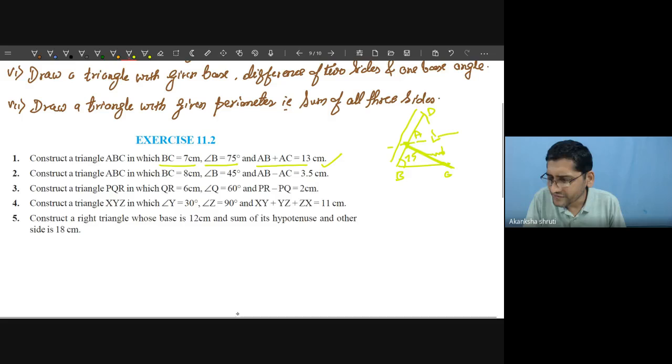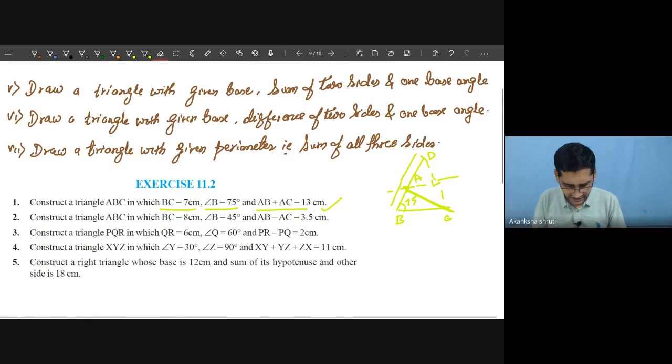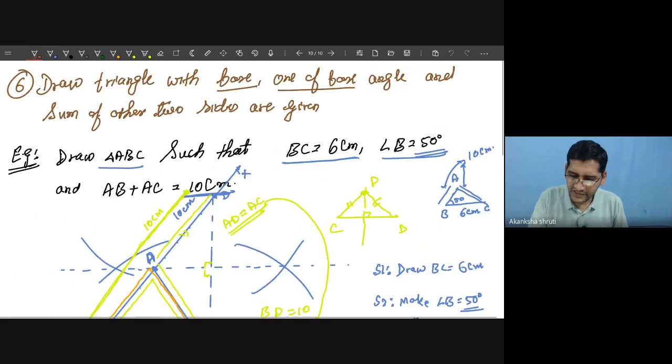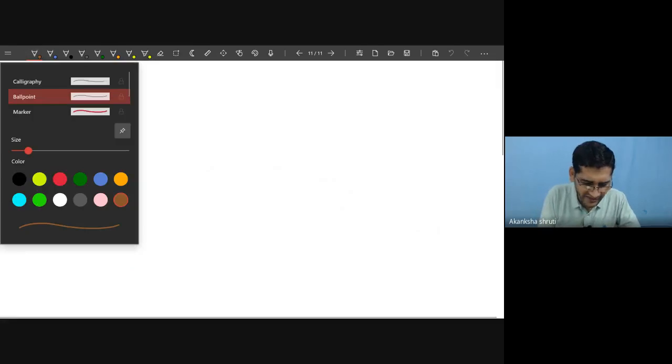This way the triangle will be drawn by the same concept that we have learned, or the question that we have done. So exactly the same question. It is this kind of construction. This is construction number 6 basically, or 5 is written here. It is construction number 6, then 7, then 8th. Now let us go for drawing a triangle with given base, the difference of two sides, and one of the base angles. So this was the 6th construction. Let us go for this 7th.